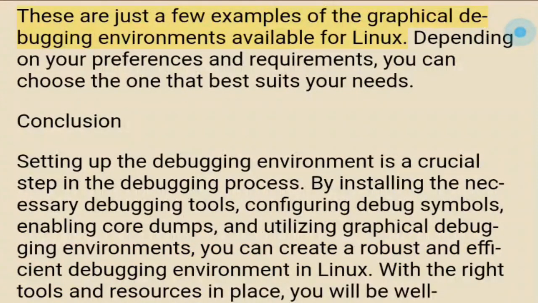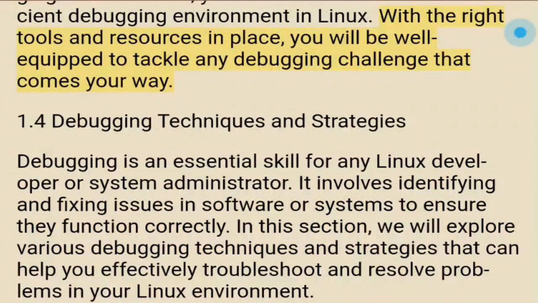These are just a few examples of the graphical debugging environments available for Linux. Depending on your preferences and requirements, you can choose the one that best suits your needs. Conclusion. Setting up the debugging environment is a crucial step in the debugging process. By installing the necessary debugging tools, configuring debug symbols, enabling core dumps, and utilizing graphical debugging environments, you can create a robust and efficient debugging environment in Linux. With the right tools and resources in place, you will be well equipped to tackle any debugging challenge that comes your way. 1.4 Debugging Techniques and Strategies.